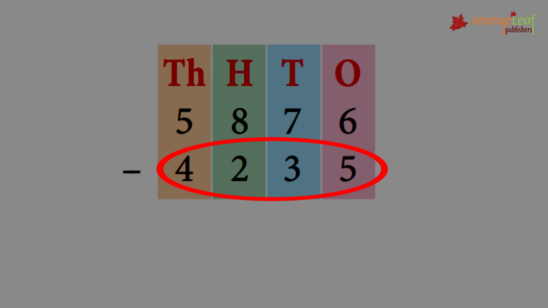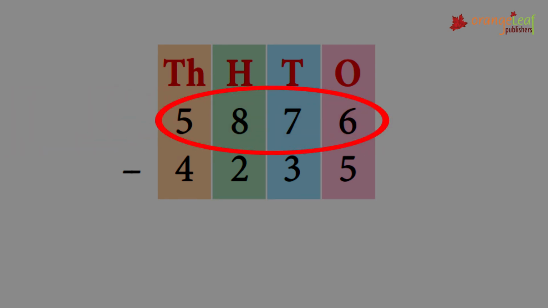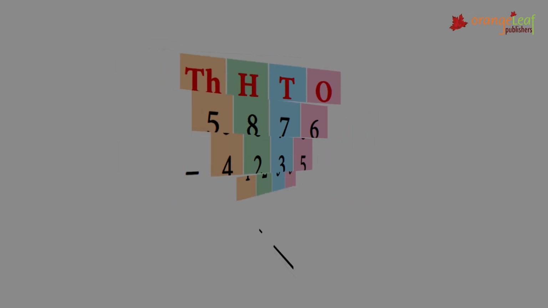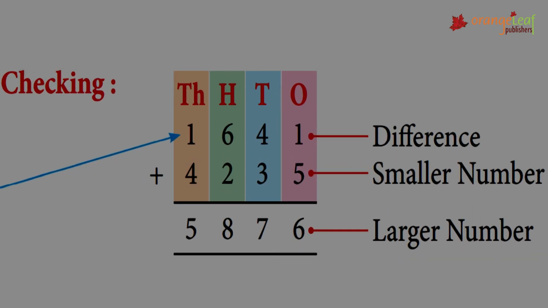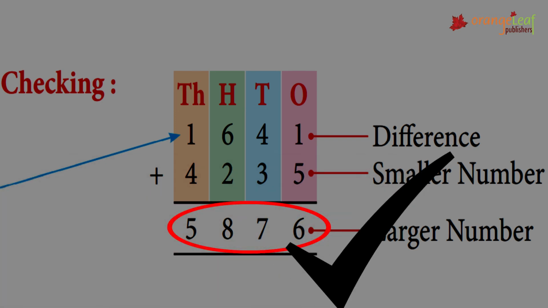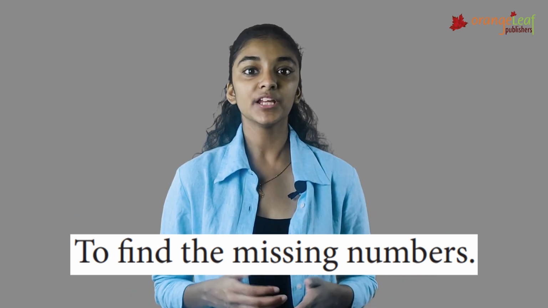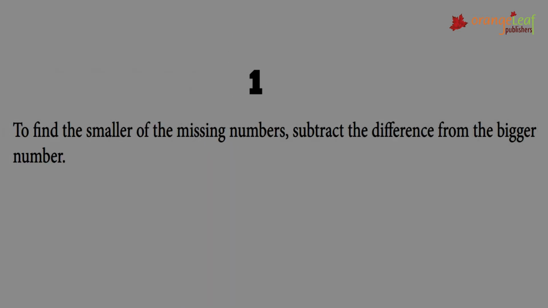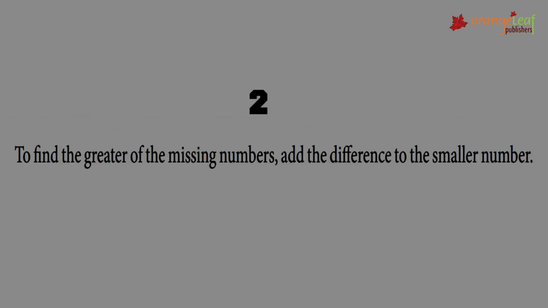For example, when we subtract 4,235 from 5,876, we get the answer as 1,641. Now when you have to check the answer, you add 4,235 with 1,641. If you get the answer as 5,876, your answer is correct. To find the missing number. To find the smaller number, you have to add the difference with the larger number. And to find the larger number, you have to subtract the difference from the smaller number.